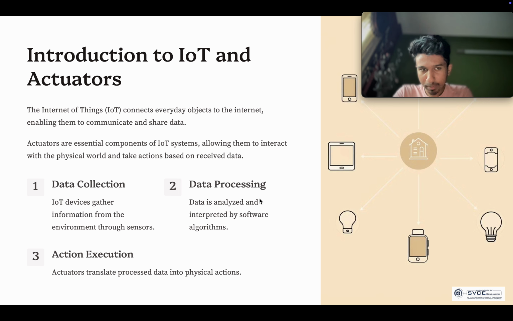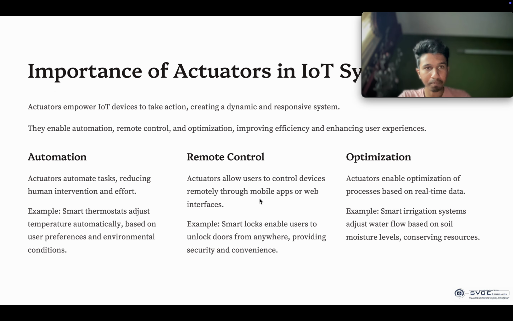So it has various steps. First is data collection. IoT devices gather information from the environment through sensors. Then the processing happens, that is, data is analyzed and interpreted by software algorithms. Then corresponding actions are executed, that is, taken by the actuators in the physical world.